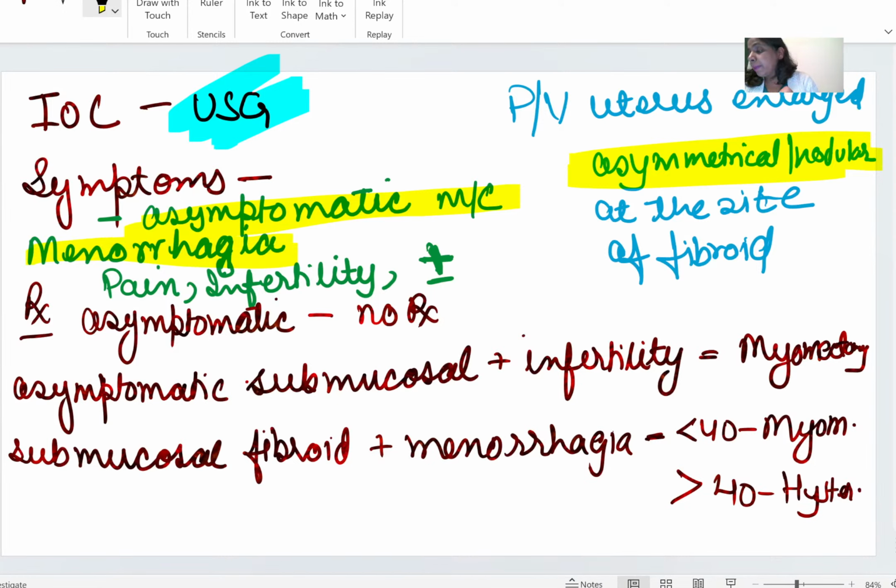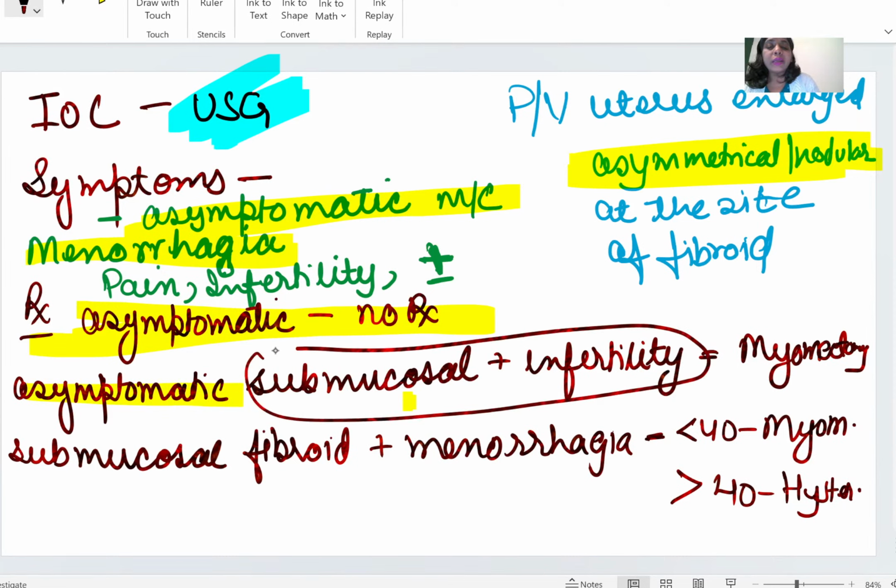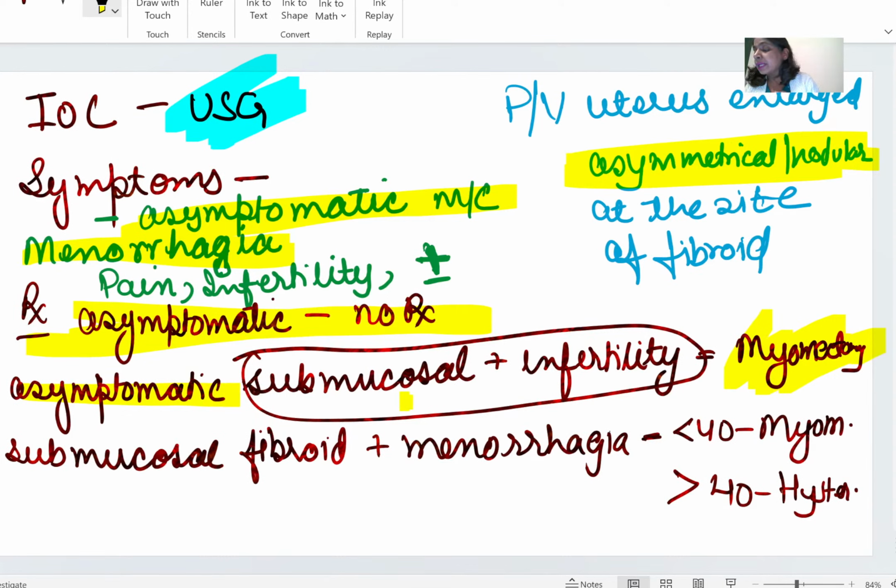Okay, so the most common symptom is no symptom. If any symptom is present, then it will be menorrhagia. Okay, treatment of asymptomatic fibroid, you will not do any treatment. It is clearly written in Williams. Okay, if the fibroid is submucosal and infertility is present, then you will do myomectomy. All these exceptions have been asked in NEET PG. Okay, if that fibroid is submucosal and there is menorrhagia, then you will do myomectomy if the age is less than 40 years. If the age is more than 40 years, then you will do hysterectomy.